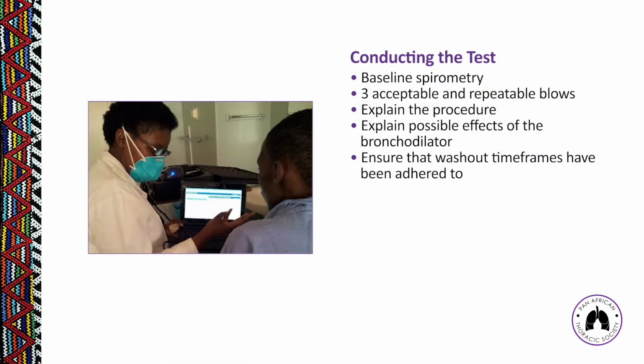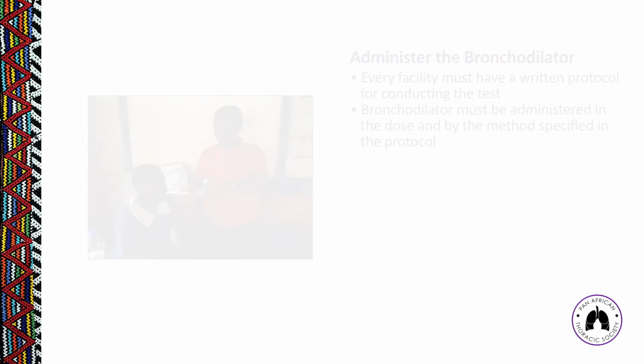In terms of conducting the test, you do the usual. You conduct your baseline spirometry. You make sure that you have a minimum of 3 acceptable and 2 repeatable tests. You explain the procedure to the child and to the caregiver. You explain about the possible effects of the bronchodilator medication that you are going to give them. For example, that they might have a slightly fast heartbeat, a tachycardia, and that usually that might be very short-lived, or it might not happen at all. And then you need to make sure that the washout timeframes for the particular medications have been adhered to.